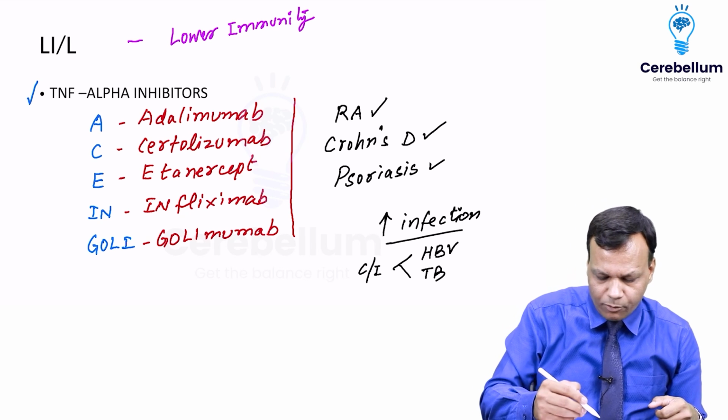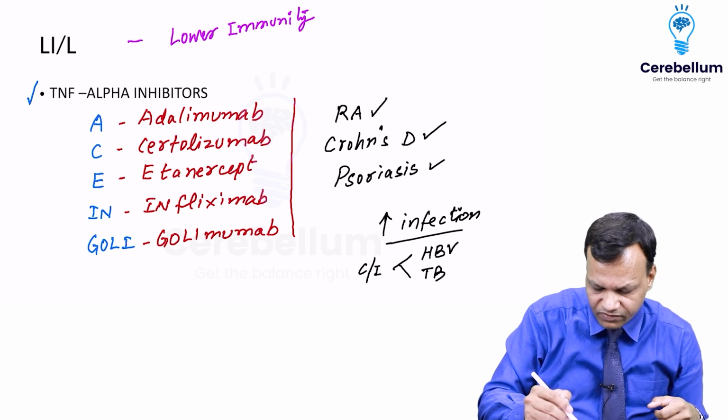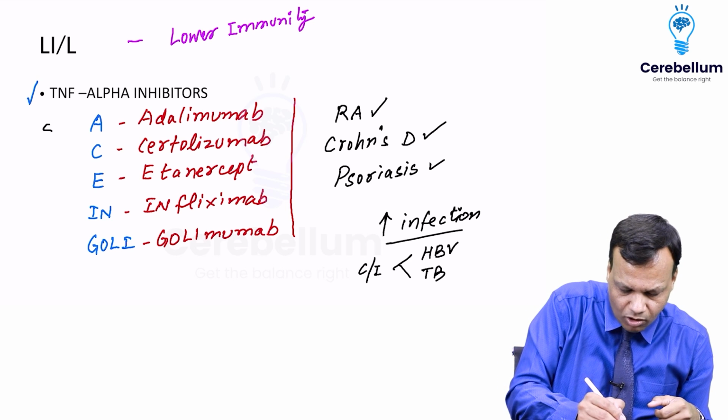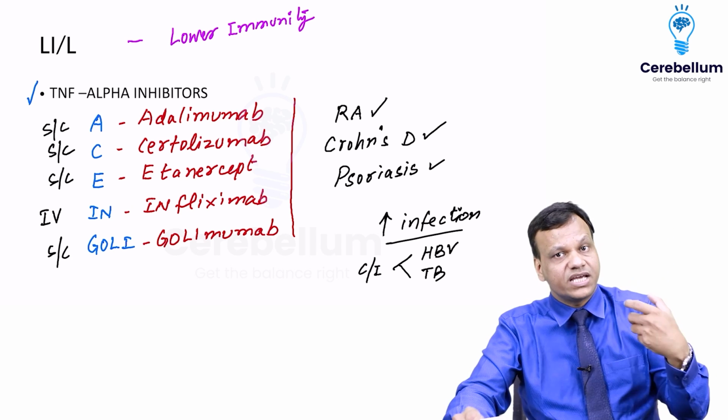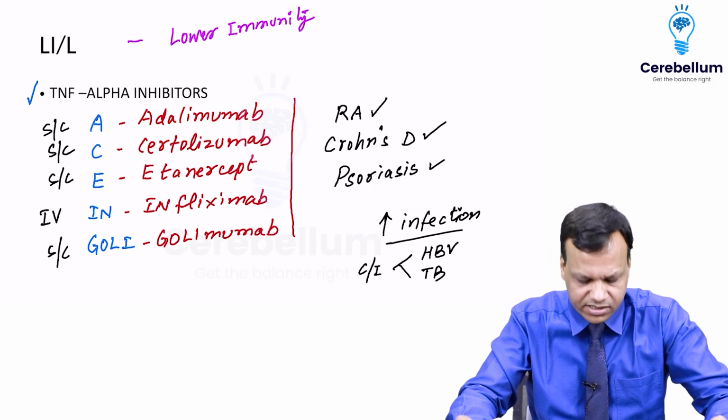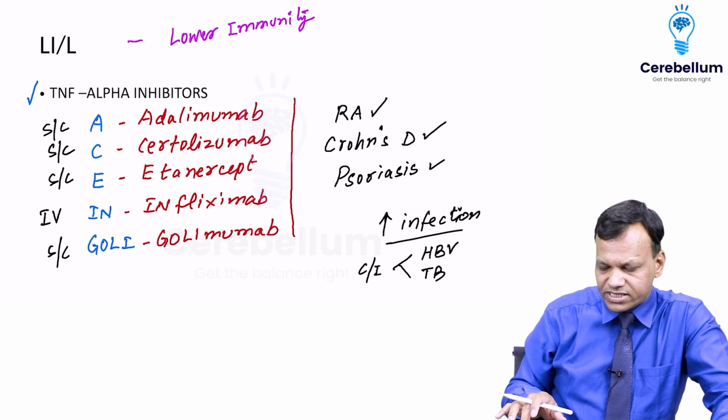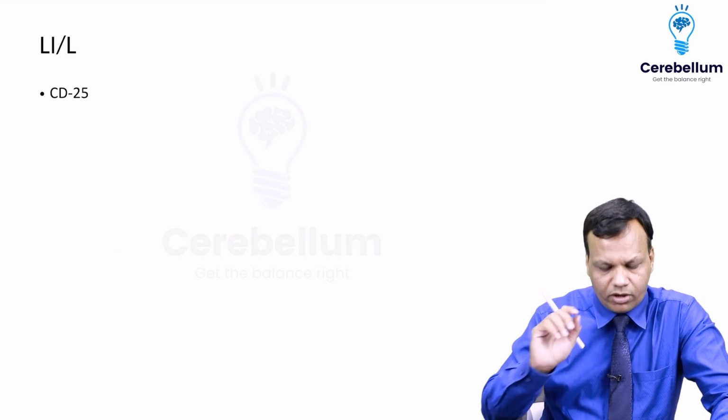Okay. So out of these, all of them are given subcutaneous except infliximab, which is given intravenous. So from the name infliximab, in means intravenous. Others are subcutaneous. Okay. So that is TNF alpha inhibitors, most important.